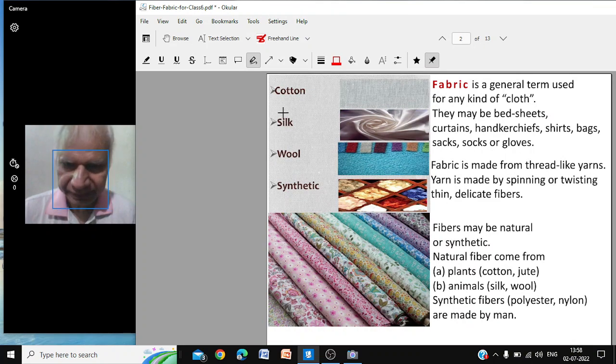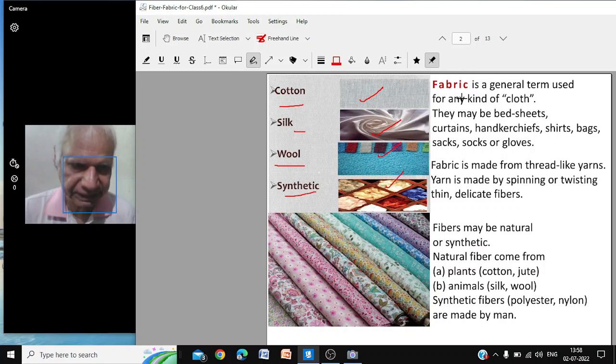Now here we have some of the common textiles we use. We use cotton, we use silk, we use wool as sweaters in winter, and synthetic. So here we have cotton, silk, wool, synthetic.